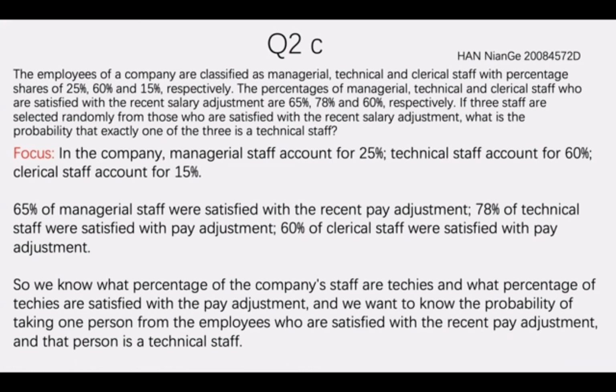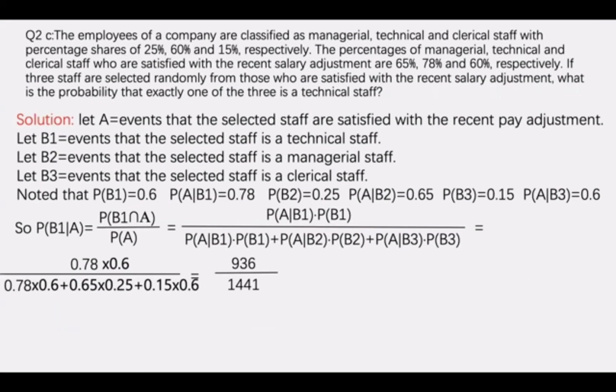So we know what percentage of the company staff are technical and what percentage of technical staff are satisfied with the pay adjustments. And we want to know the probability of taking 1 person from the employees who are satisfied with the recent pay adjustments, and that person is a technical staff. Now let's see the solution of the question. We can use Bayes' theorem and binomial distributions to solve this problem.